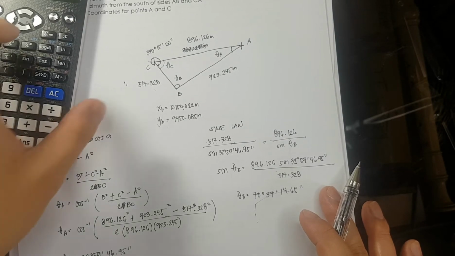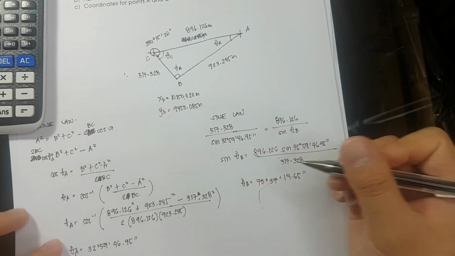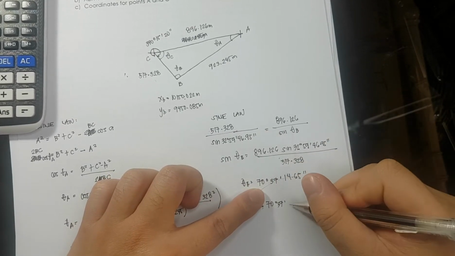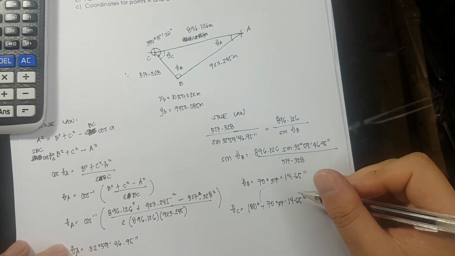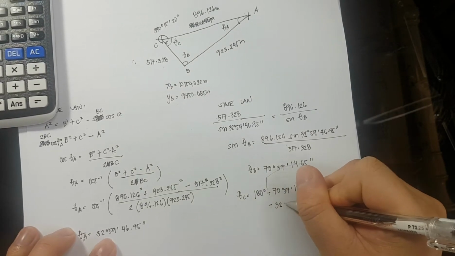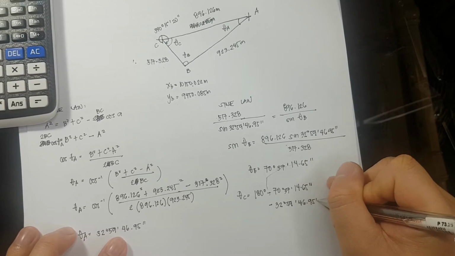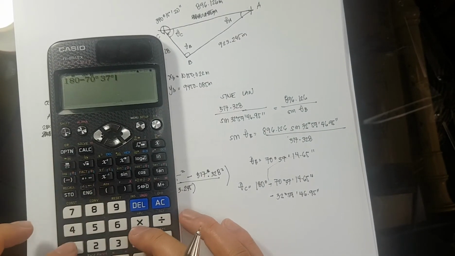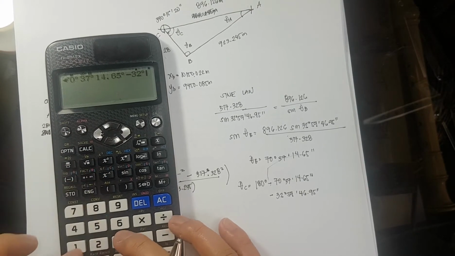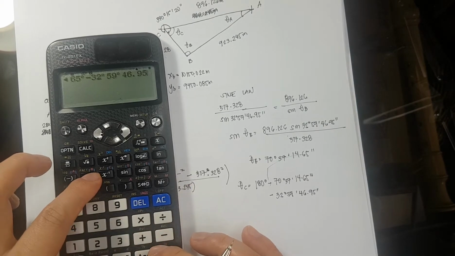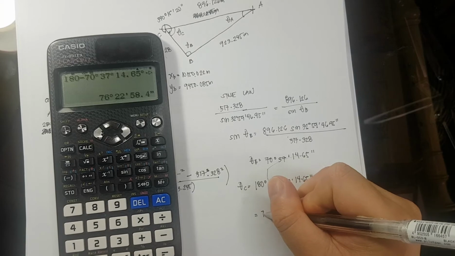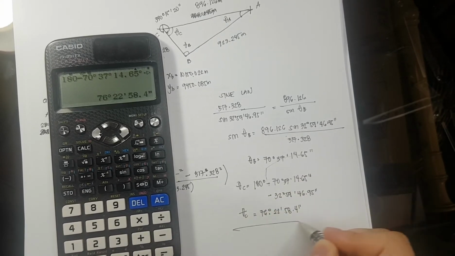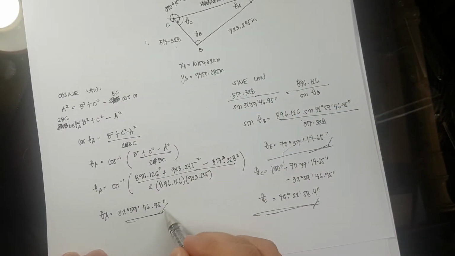the sum of the interior angles minus the two angles. So for theta C is equivalent to 180 degrees minus 70 degrees, 37 minutes, 14.65 seconds minus 32 degrees, 59 minutes, 46.95 seconds. And that would give us our answer. So 180 minus 70, 37, 14.65 minus 32, 59, 46.95. And we have here 76 degrees, 22 minutes, 58.4 seconds. And that is theta C. So we were able to solve our three interior angles.